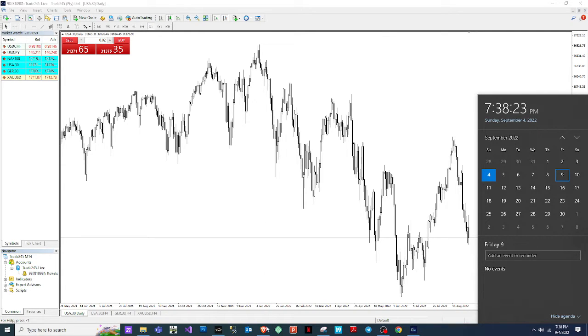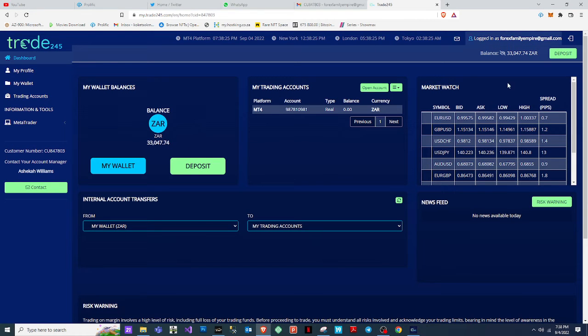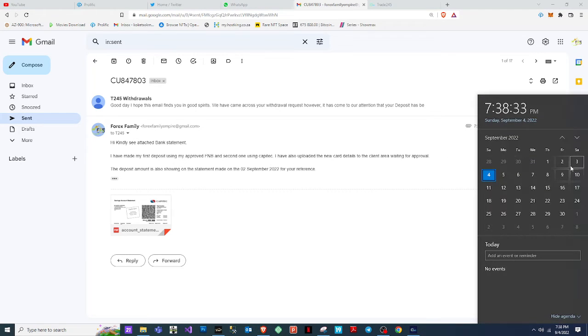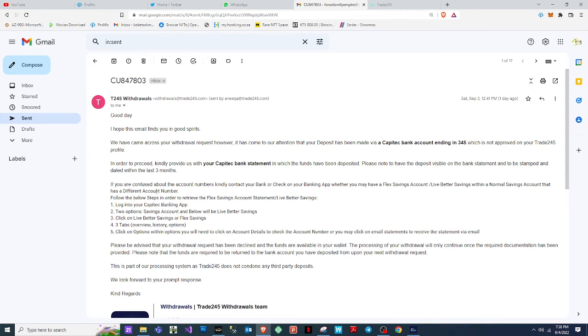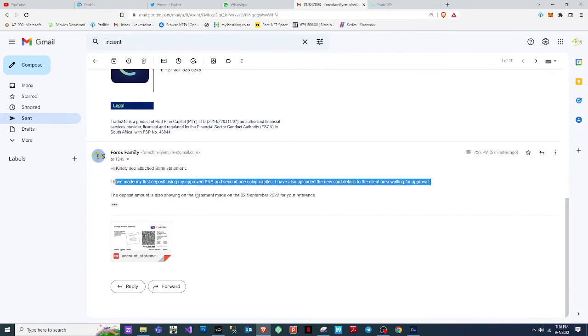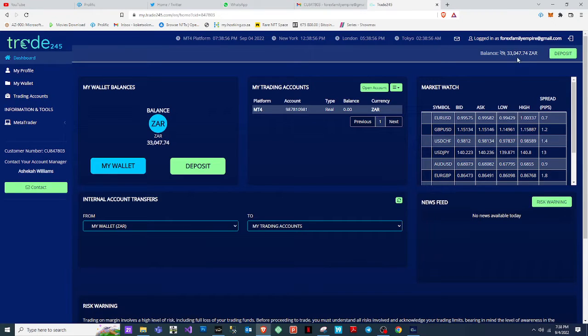Before I get into it, guys, let me show you something. I was trading Nasdaq. I killed Nasdaq on the NFP basically last week on Friday the second. So I tried to make a withdrawal. This is trade 245 basically. As you can see, they sent me this email one day ago, letting me know that I use different bank accounts and stuff like that. So I've replied with what they're looking for, and let's hope I'll be able to withdraw this money.